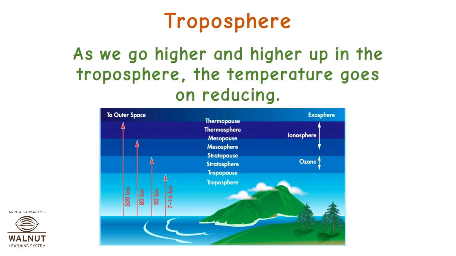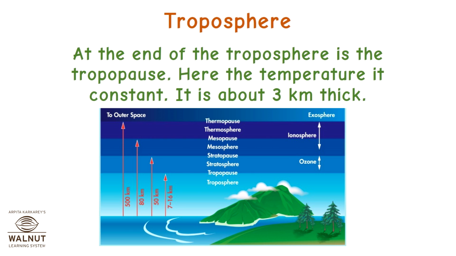As we go higher and higher up in the troposphere, the temperature goes on reducing. At the end of the troposphere is the tropopause. Here, the temperature is constant. It is about 3 kilometers thick.